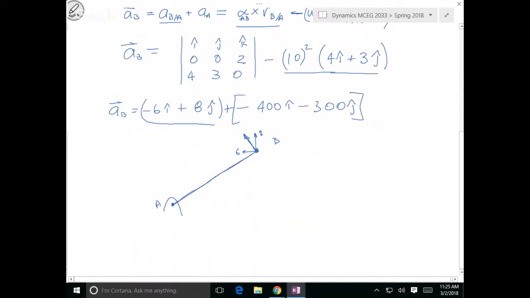Now, if I redraw it again, because I don't want too many things on the same drawing, what you'll see from this term, it's minus 400I, so it goes back 400, and it goes down for 300. And it turns out that it exactly follows this link. So it, in fact, is the V squared over R kind of thing.